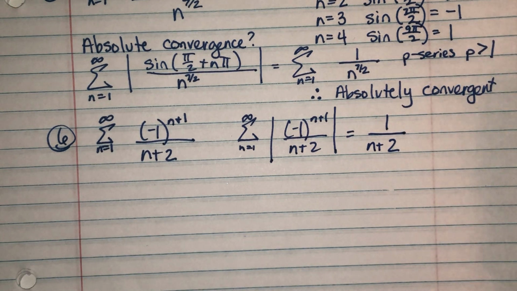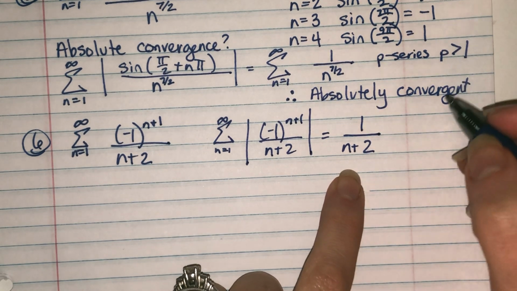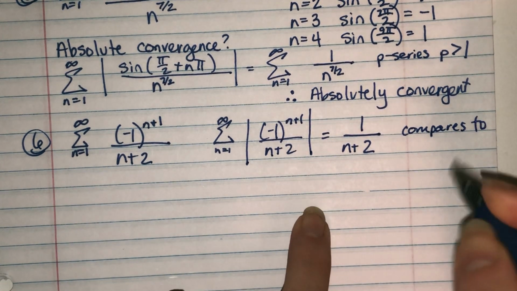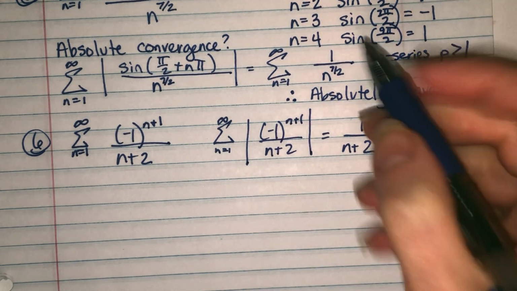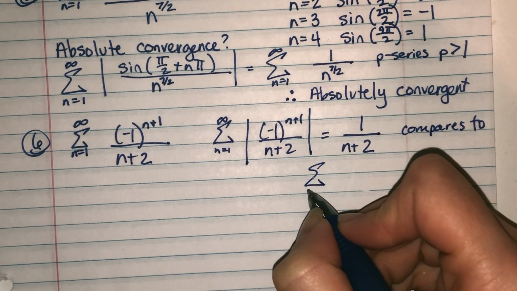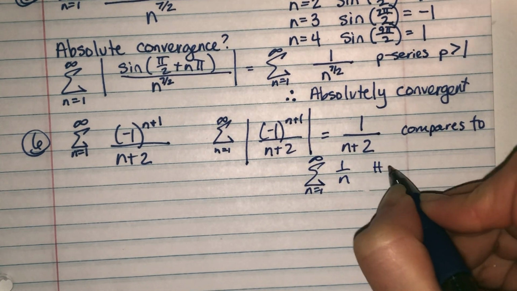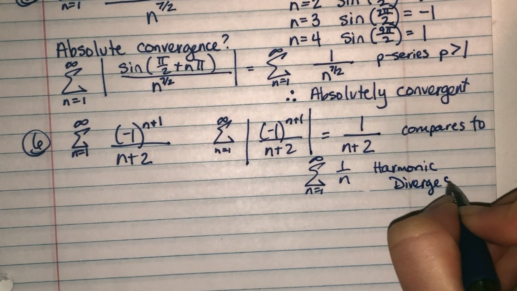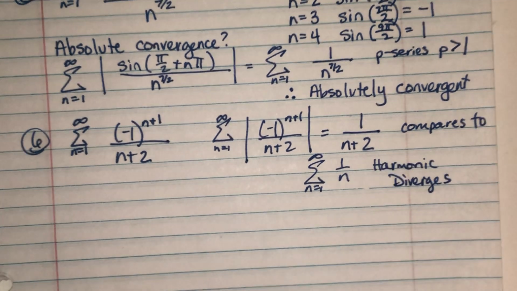Now, I want you to notice that this series is a comparison series to the harmonic series, the summation from n equals 1 to infinity of 1 over n. Now we know that the harmonic series diverges. So we're going to need to use a comparison test to see if this series converges or diverges.